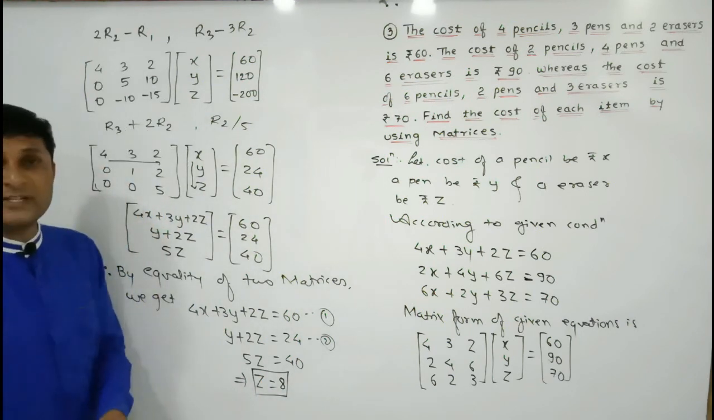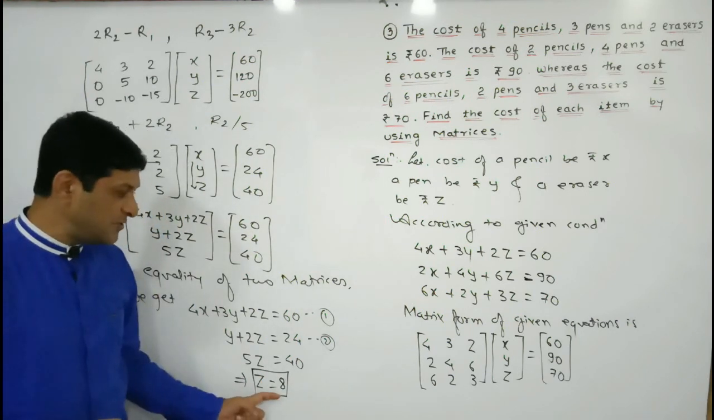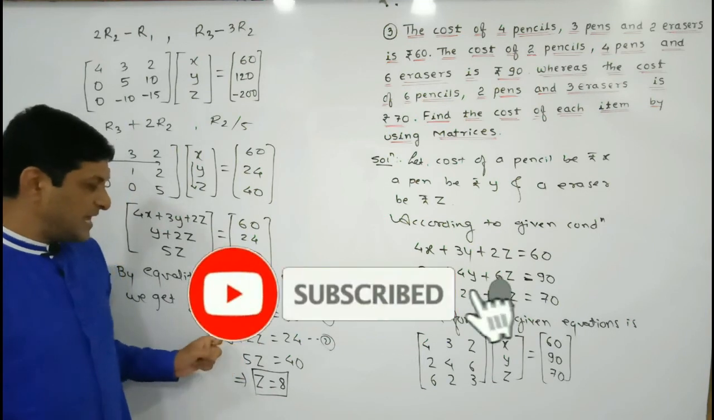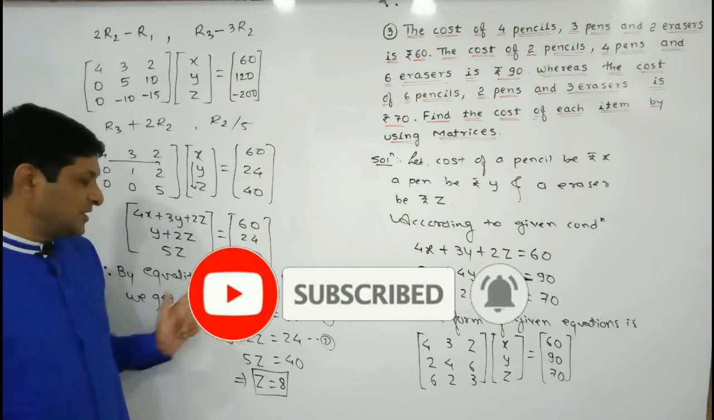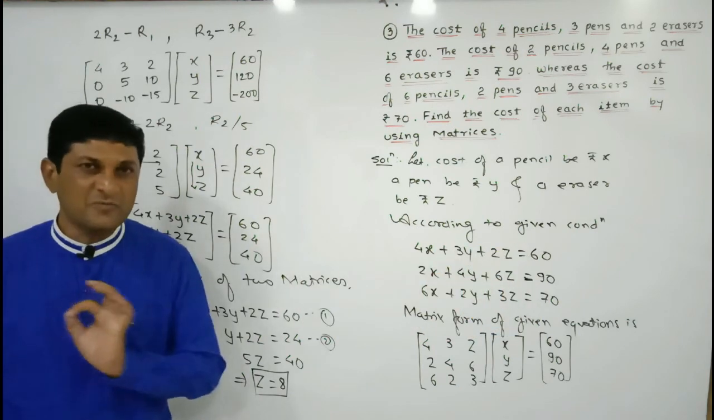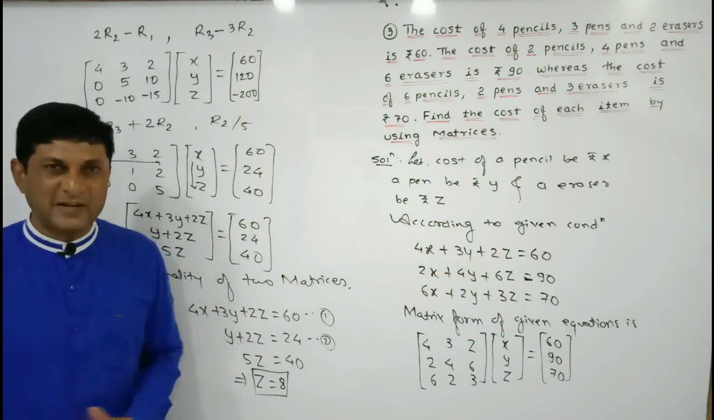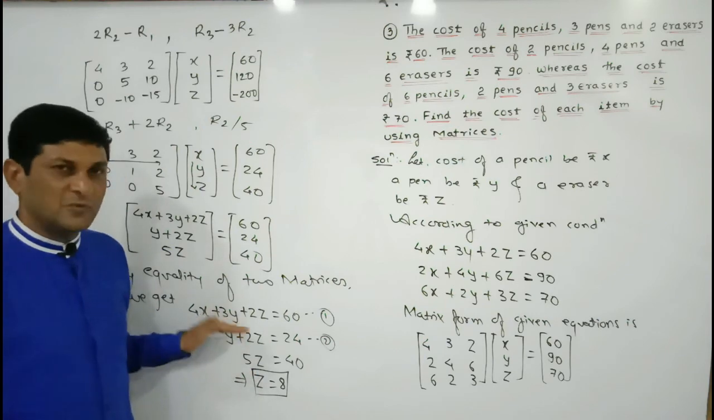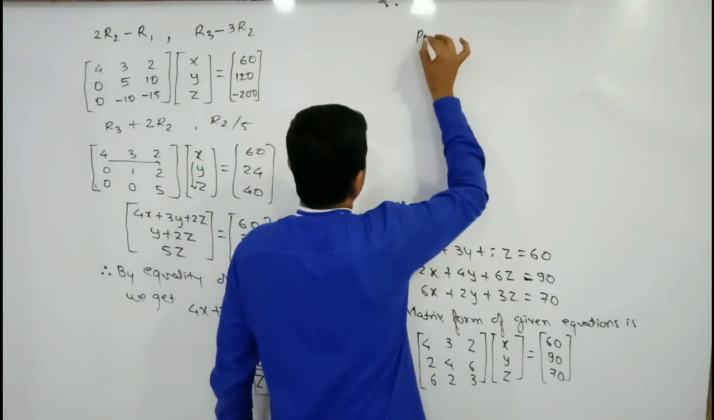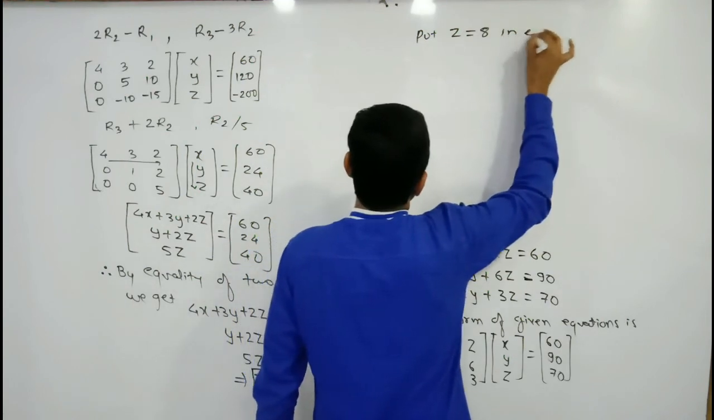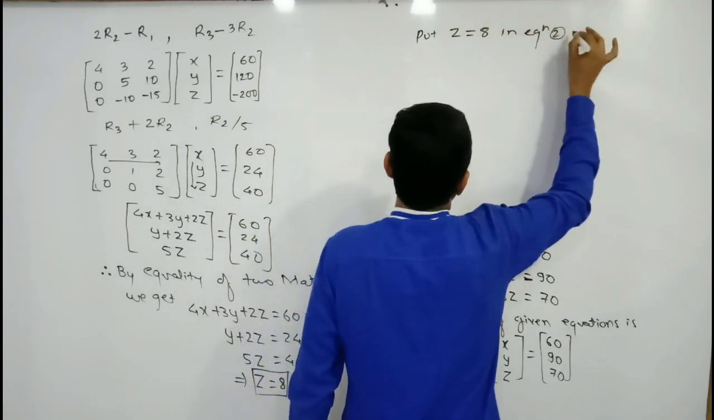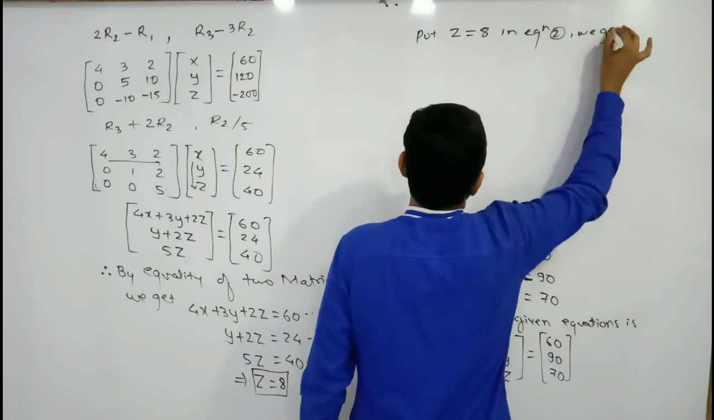Once the value of z is known to us, if we substitute this value of z in equation number 2, we are able to find out the value of y, and substituting y and z in the first equation, we are able to find out the value of x, which are our required values. Let us try to find out now the value of y. So now we are substituting, means putting the value of z equal to 8 in equation number 2. Let us see what we will get.